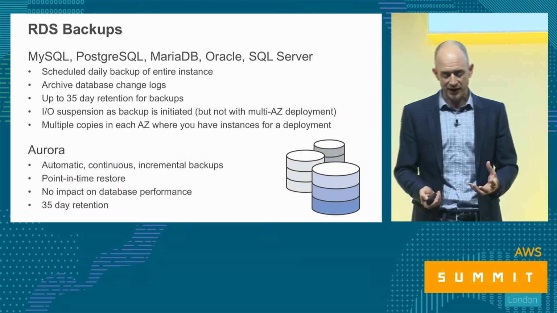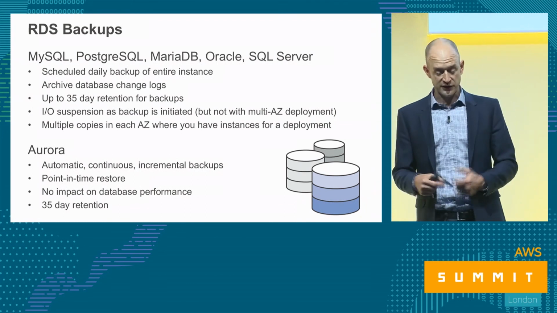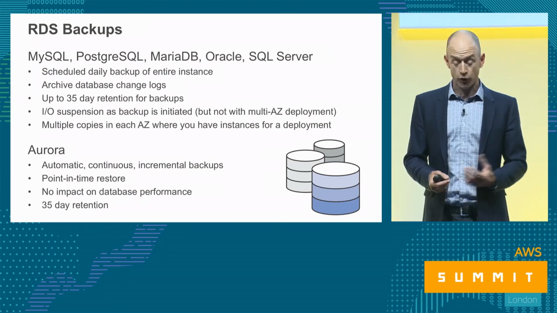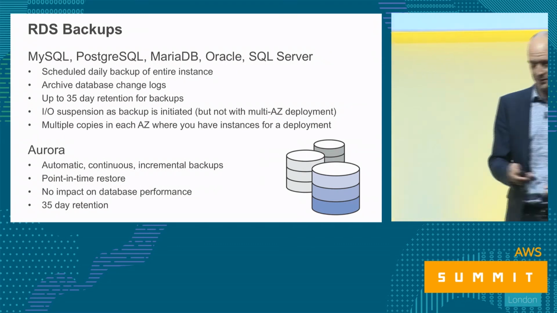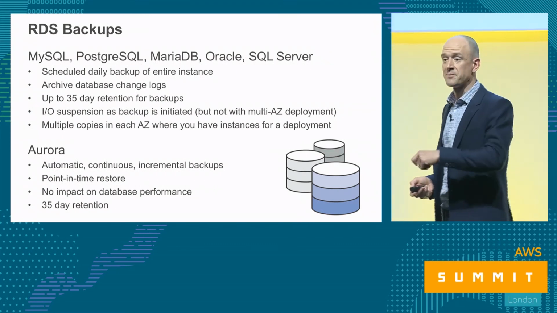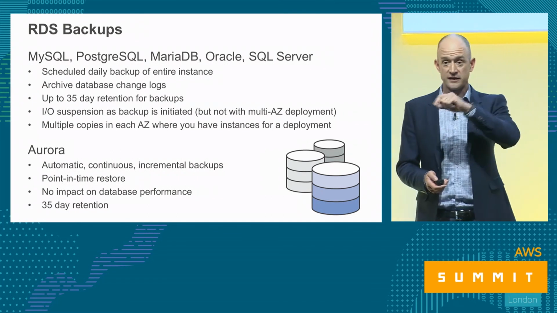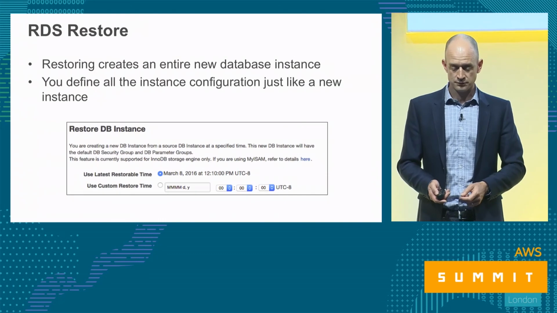So Aurora handles backups in a slightly different way because it's got a re-architected storage tier, but it still gives you a point-in-time restore, and there's no impact on database performance of carrying out those backups. And again, we have a 35-day retention for those automated backups. If you need to retain backups longer than that, then you can use manual snapshots, and you can design or decide your own data retention policy around that.